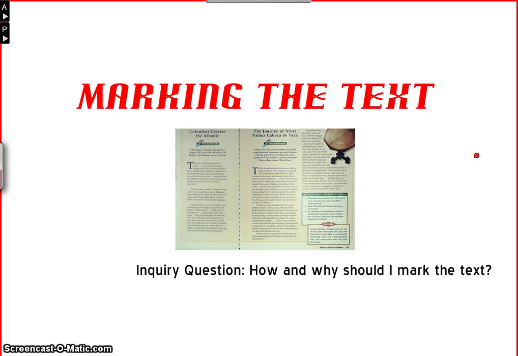Today, all you will be doing is completing the note column, the right-hand side of your notes. We will complete the other pieces of the Cornell Notes in class tomorrow.